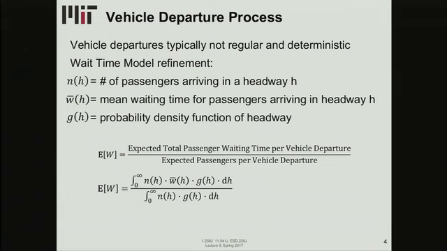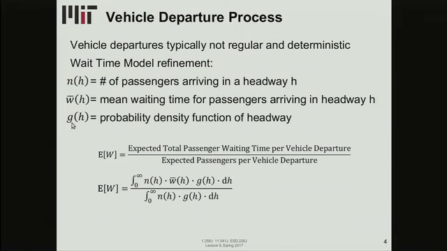So let's look at a formulation that relaxes that. Let's say that vehicle departures are not regular and deterministic. So let's refine the model to take care of that. Let's define n as a function of headway to be the number of passengers arriving at some headway, and the mean waiting time of headway h to be the mean waiting time of that specific headway that we observed, and then g to be the probability density function of headway.